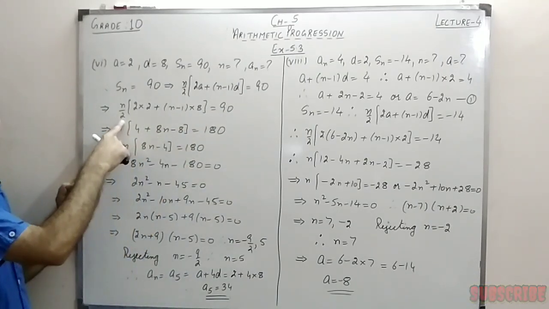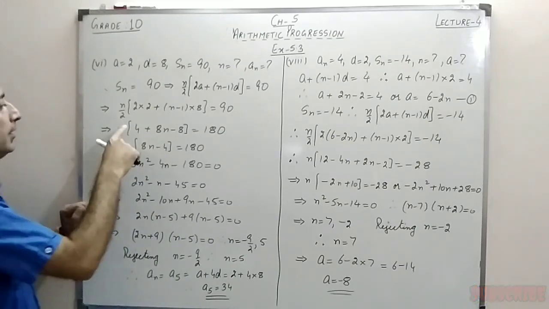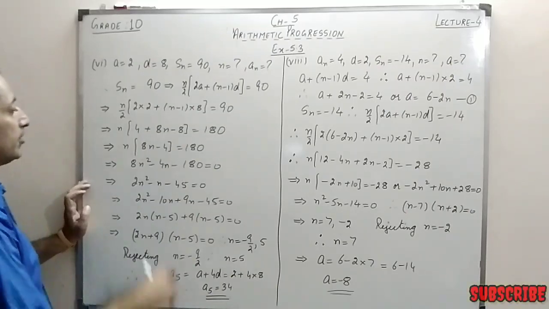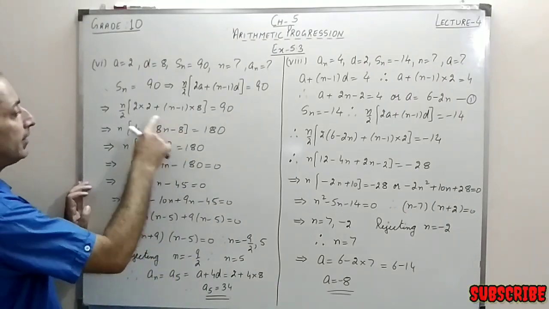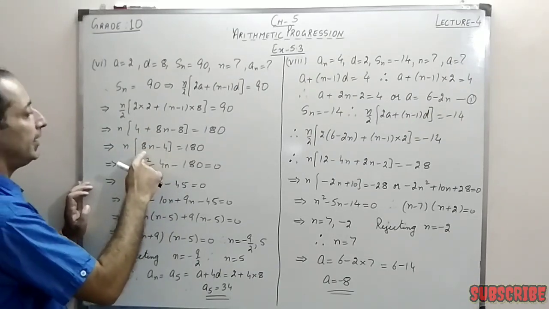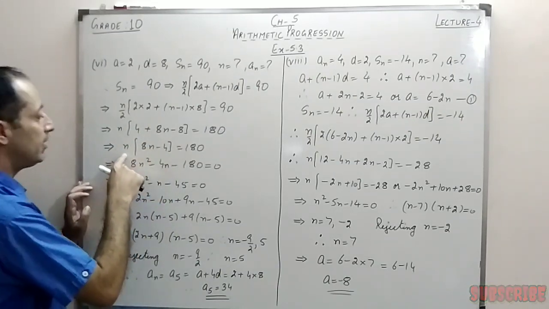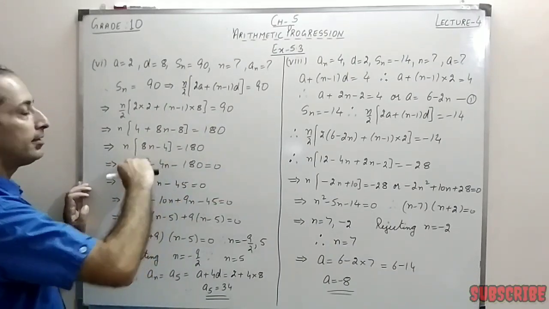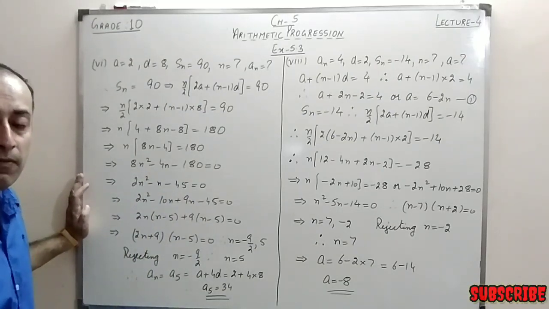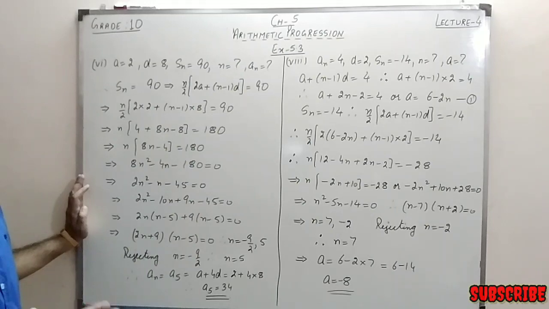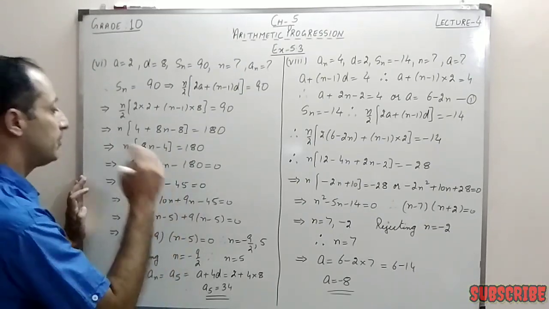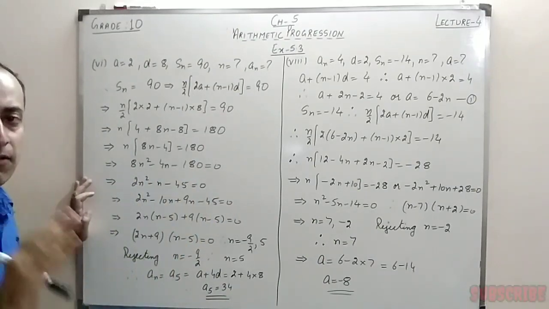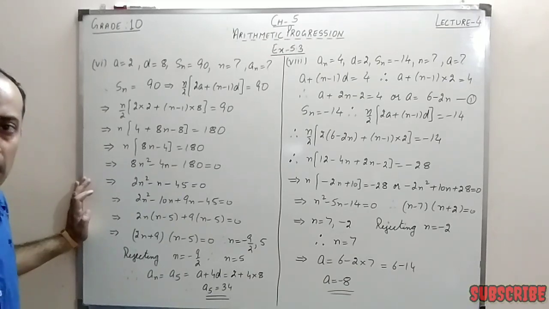And this 2, which was in the denominator, goes to the right side and gets multiplied with 90, so it becomes 180. Now when I simplify inside the bracket, I'm left with 8n minus 4, and when I multiply n with 8n minus 4, I get 8n square minus 4n. This 180 is shifted to the left side. Obviously the sign will change when we shift numbers from one side of an equality to the other, so this becomes minus 180. Next, I take 4 as common and make the equation in the standard form, where there is nothing common between all the terms of a quadratic equation.